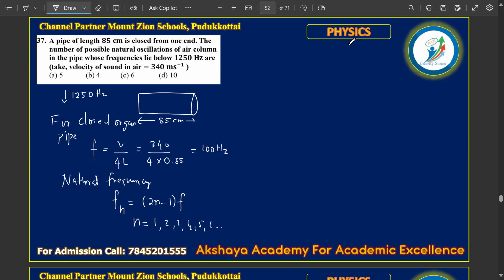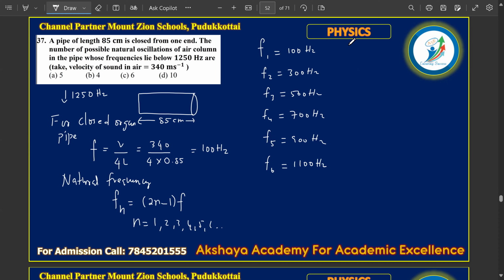Right? Now, for n equal to 1, we'll get 100 hertz. F2, if we just substitute, we'll get 300 hertz. F3, we will get 500. F4, we'll get 700 hertz. F5, we will get 900 hertz. F6, we'll get 1100 hertz. If you just substitute for F7, it will be more than 1250 hertz.